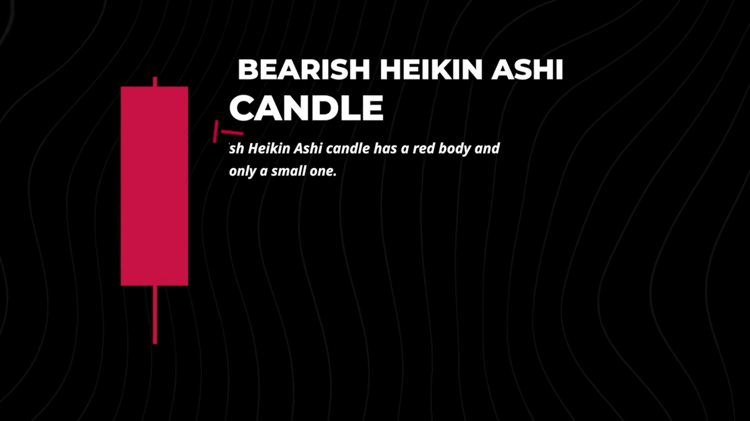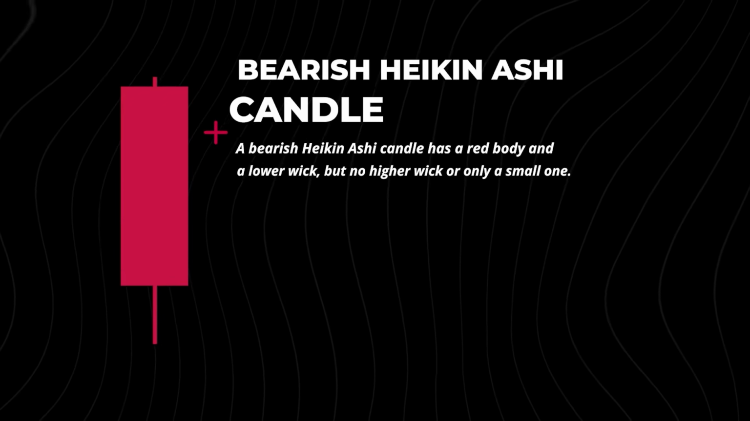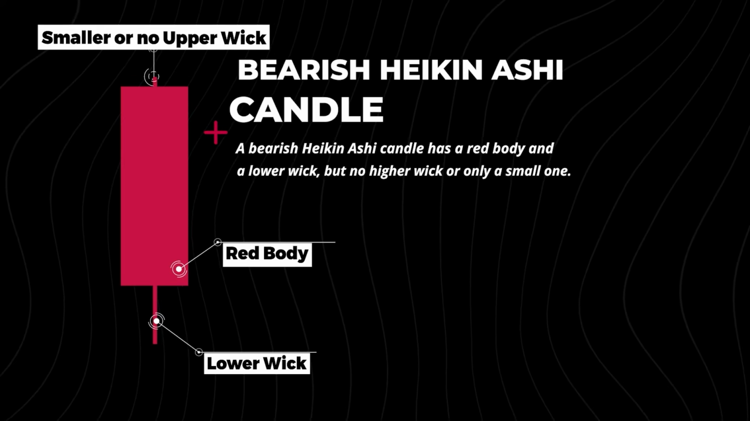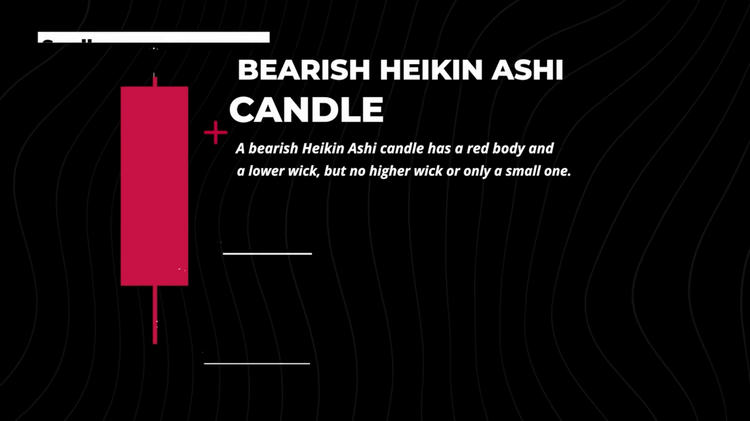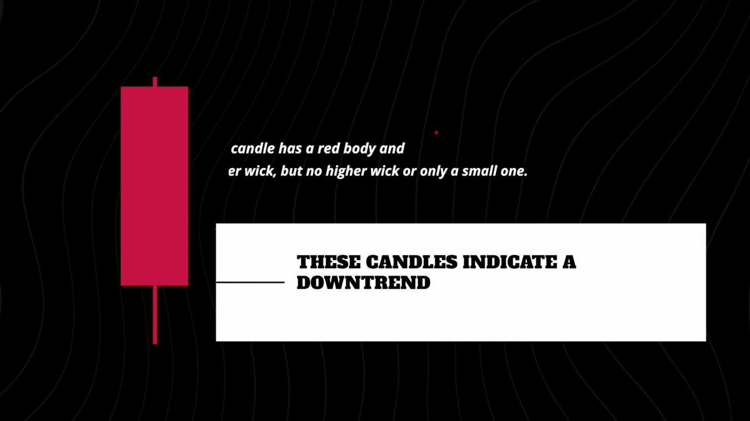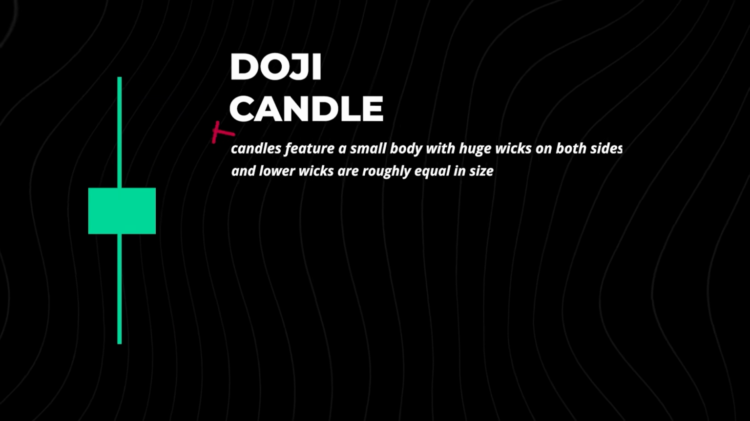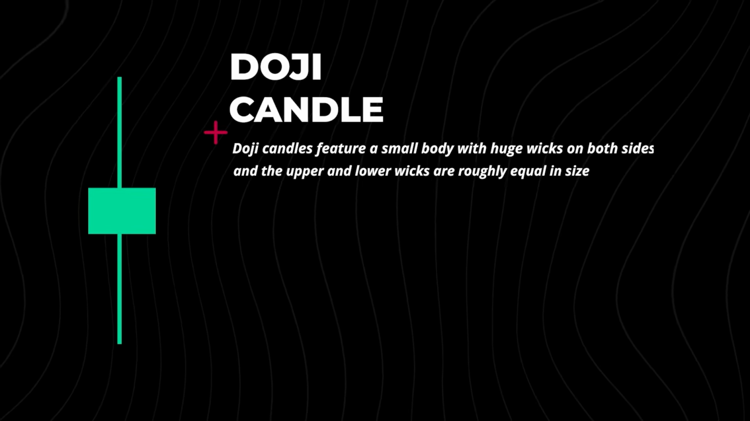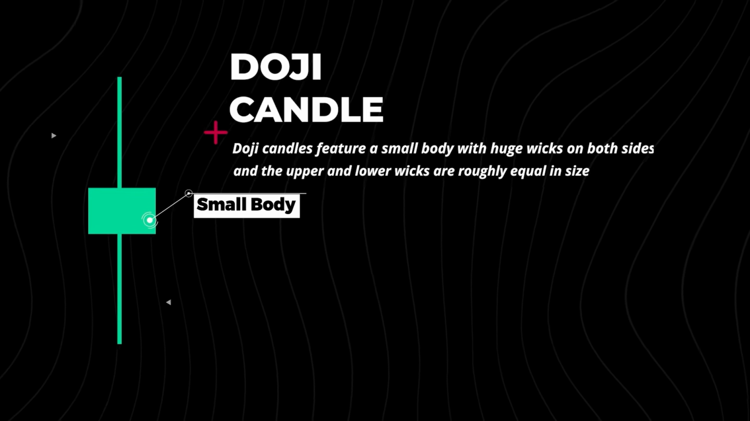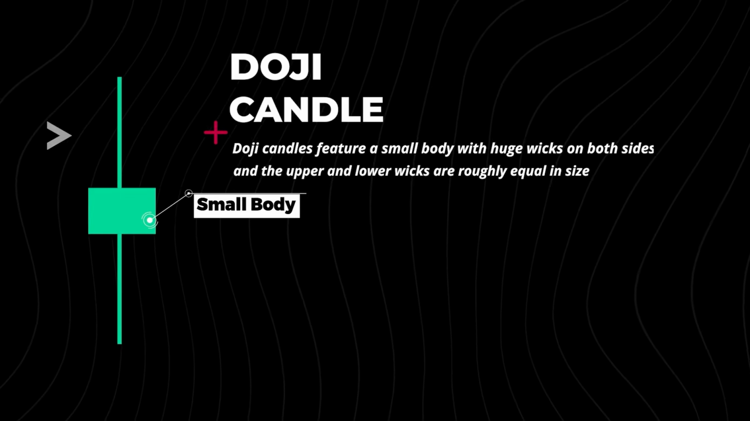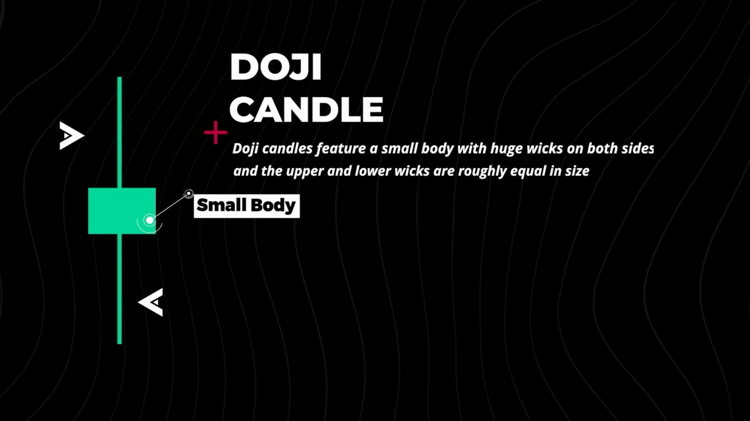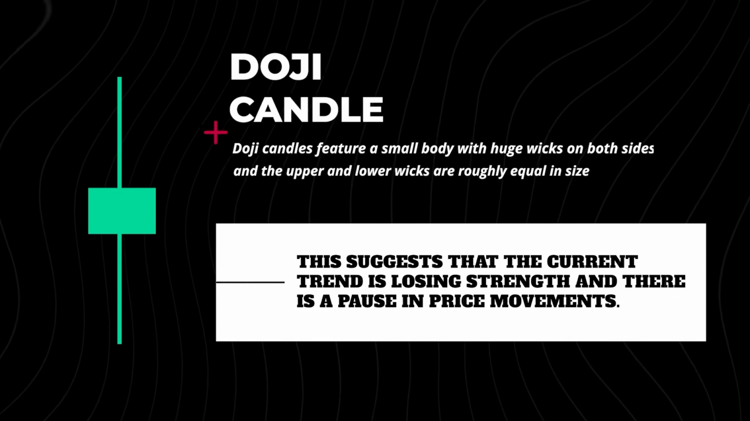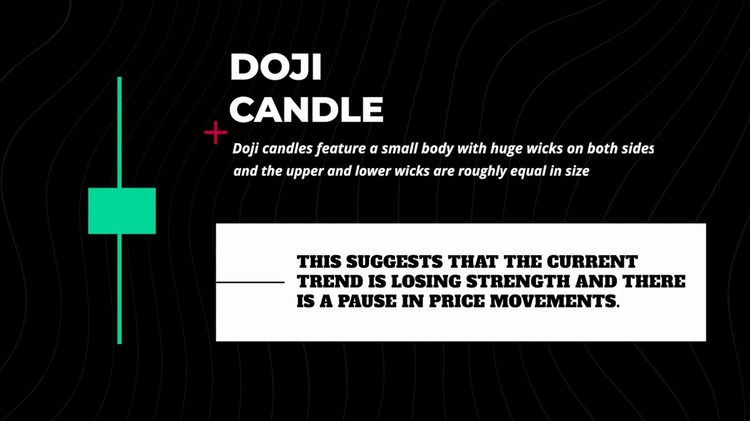Next, we have the bearish candle. A bearish Heiken Ashi candle has a red body and a lower wick, but no higher wick or only a small one. These candles indicate a downtrend. Finally, we have doji candles, which might be green or red. Doji candles feature a small body with huge wicks on both sides, and the upper and lower wicks are roughly equal in size. This suggests that the current trend is losing strength, and there is a pause in price movements.